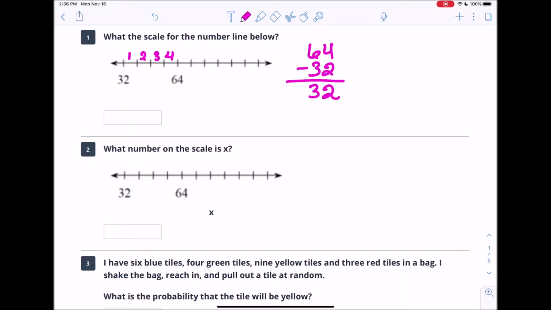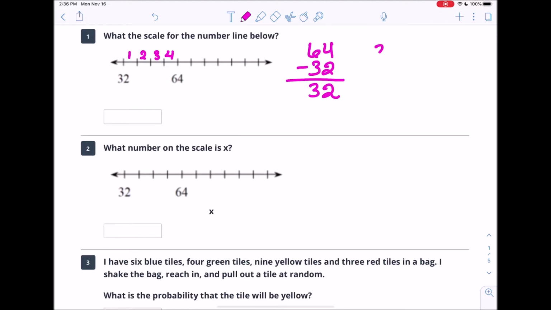So we take our difference and we divide it by the number of spaces. So it's going to be 32 divided by 4, and our answer is 8. So that means each tick mark goes up 8 each time. It goes up 8 each time. So our answer is 8.